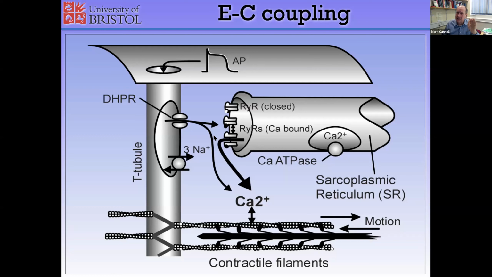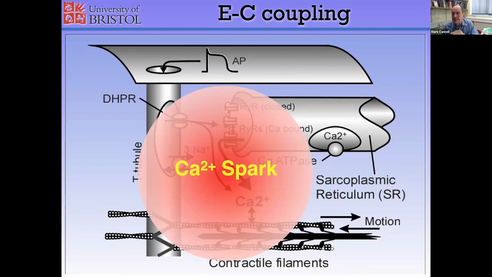And there a process called calcium-induced calcium release, as described by Alex Fabiato, takes place. And this causes these ryanodine receptor proteins to open, and they allow calcium to come out of the sarcoplasmic reticulum to raise calcium everywhere inside the cell and switch on the contractile machinery and cause the myocardial cell to contract. And we see that microscopic release in the form of these things that we call calcium sparks.